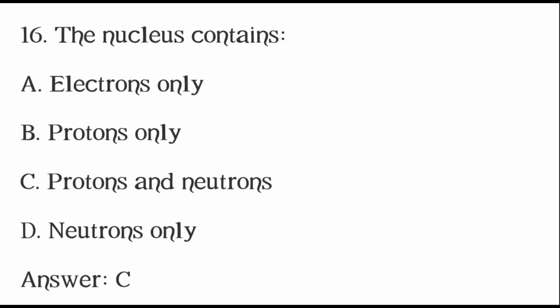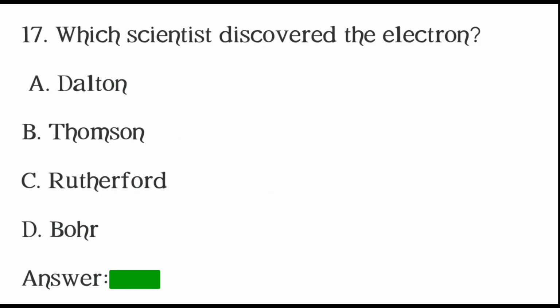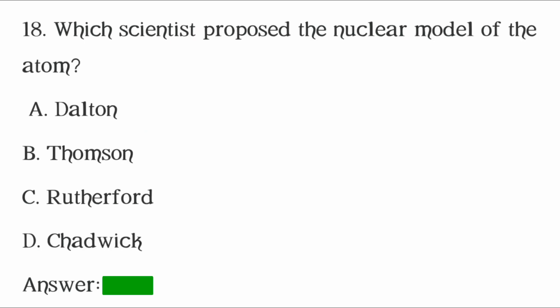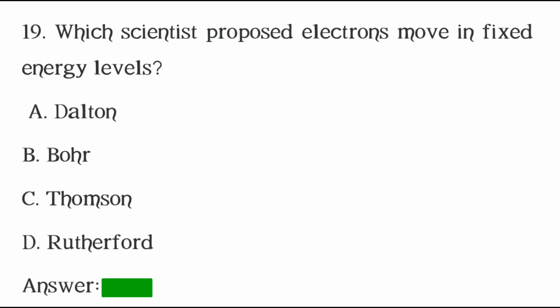Answer, C. 17. Which scientist discovered the electron? A. Dalton, B. Thomson, C. Rutherford, D. Bohr. Answer, B. 18. Which scientist proposed the nuclear model of the atom? A. Dalton, B. Thomson, C. Rutherford, D. Chadwick. Answer, C. 19. Which scientist proposed electrons move in fixed energy levels? A. Dalton, B. Bohr, C. Thomson, D. Rutherford. Answer, B.